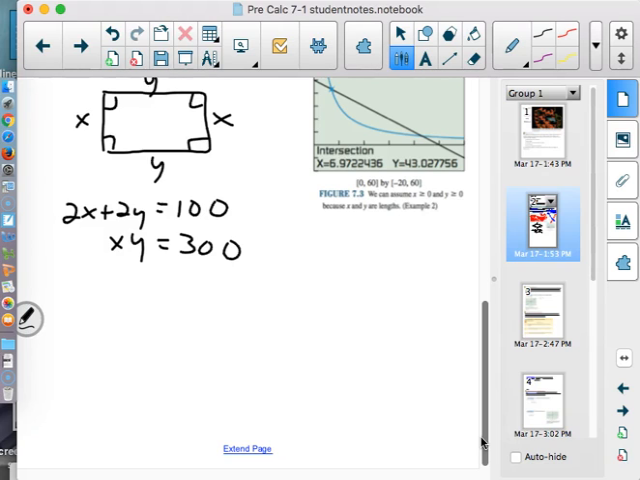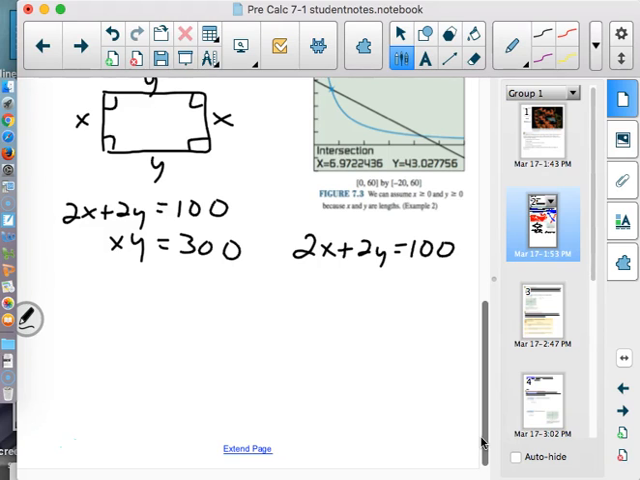So first thing I have to do is figure out which of these would give me something nice that I would actually want to work with if I'm doing substitution. Because right here, people go to that immediately. Well, if I divide by x, I'll have y equals 300 over x. Well, then you have fractions right away. So let's investigate what's going on with 2x plus 2y equals 100, and using that for substitution.